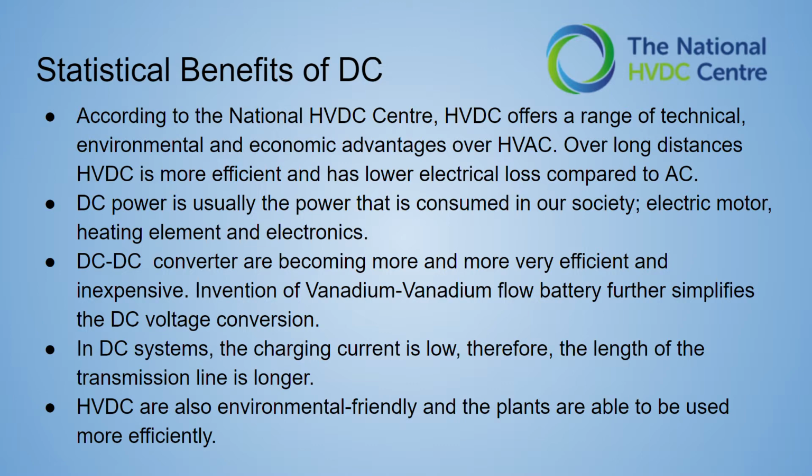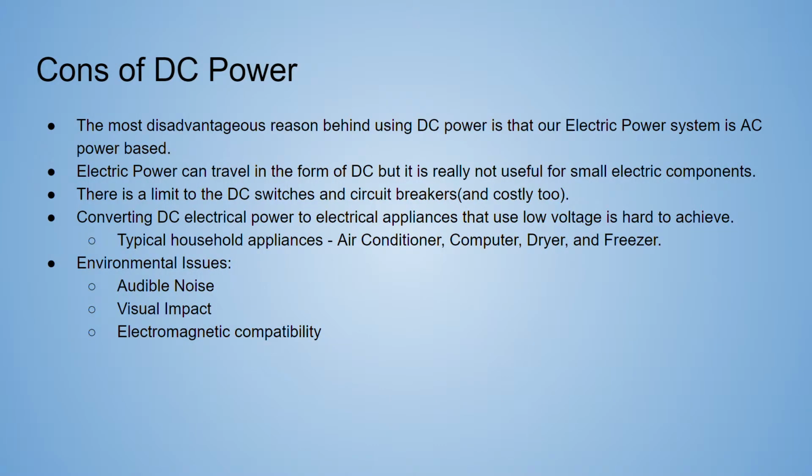DC converters are becoming more and more efficient and inexpensive. The invention of the vanadium flow battery further simplifies the DC voltage conversion. In DC systems, the charging current is low. Therefore, the length of the transmission line can be longer, meaning that it can travel longer distances. HVDC is also environmentally friendly, and DC power plants are able to be used more efficiently as well.